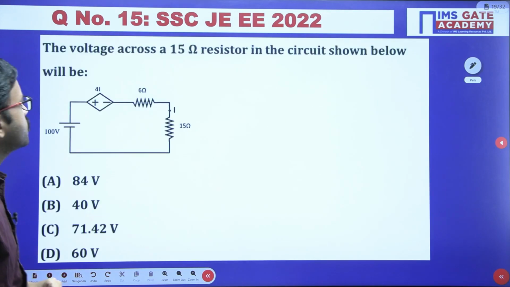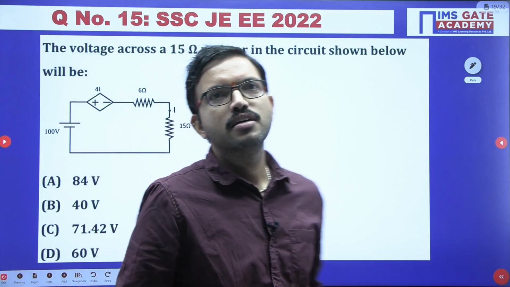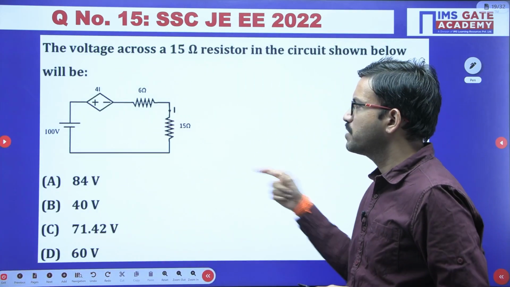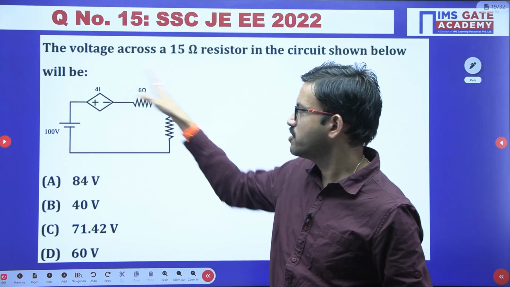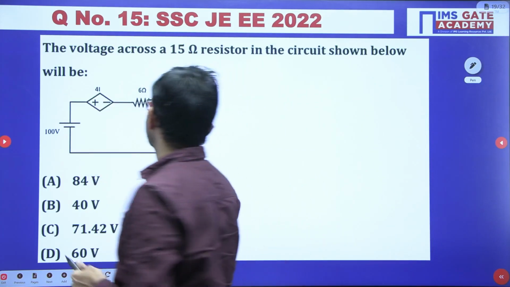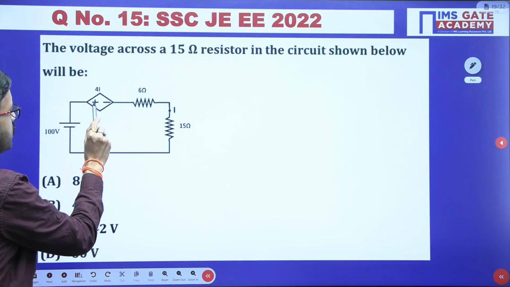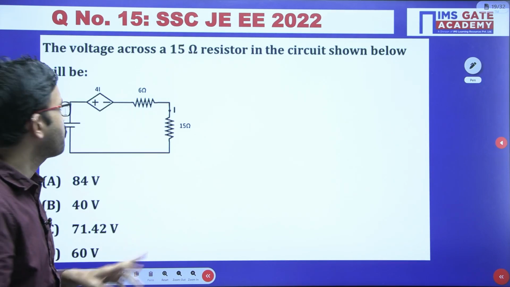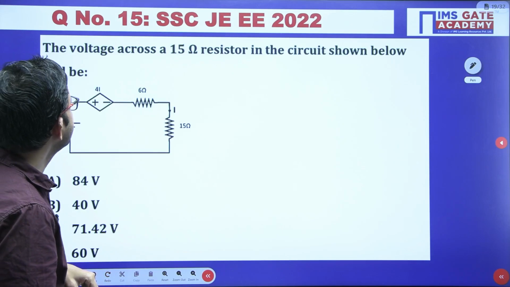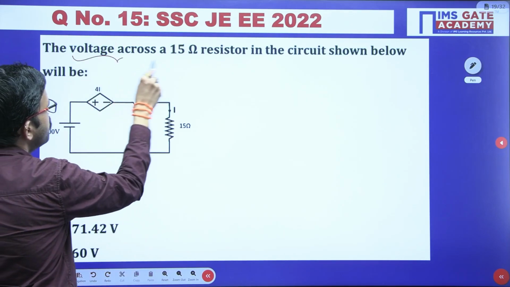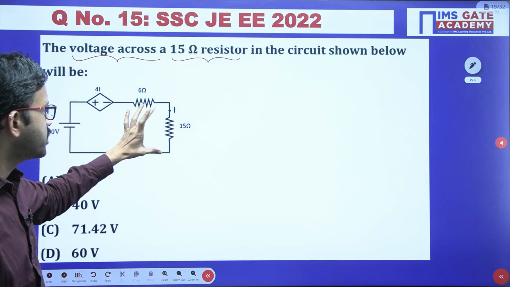Yeah. Next question. This is also a simple question. You can apply KVL because all the elements are contained in a closed path. You are having one loop. In this circuit, if you observe, you are having a voltage source 100 volt, and here also a voltage source 4i, and then two resistors, 6 ohm and 15 ohm. In this question, we have to calculate the voltage across the 15 ohm resistor.